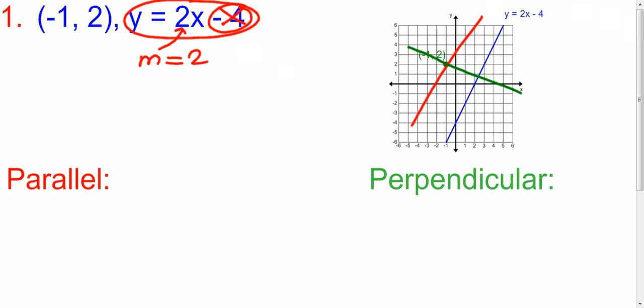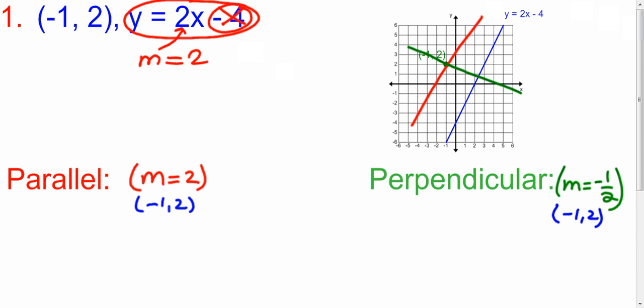So if the blue line has a slope of 2 and parallel lines have the same slope, then I know that this one must have a slope of 2. And then if perpendicular lines have opposite reciprocal slopes, I know that if the blue line has a slope of 2, this one has to have a slope of -1/2 because I have to switch the sign and do the reciprocal. Okay, then what I know is that in both instances, the line I'm trying to find has to go through the point -1, 2.